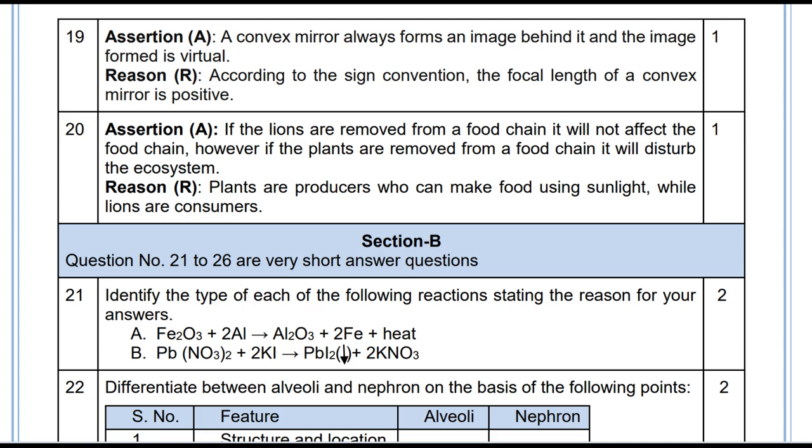Answer of A. Exothermic displacement reaction, redox reaction. Heat is evolved, or a more reactive element displaces a less reactive element, or aluminium reduces iron oxide to iron. Answer of B. Double displacement reaction, as there is an exchange of ions between reactants and products, and a yellow precipitate of lead iodide is formed.